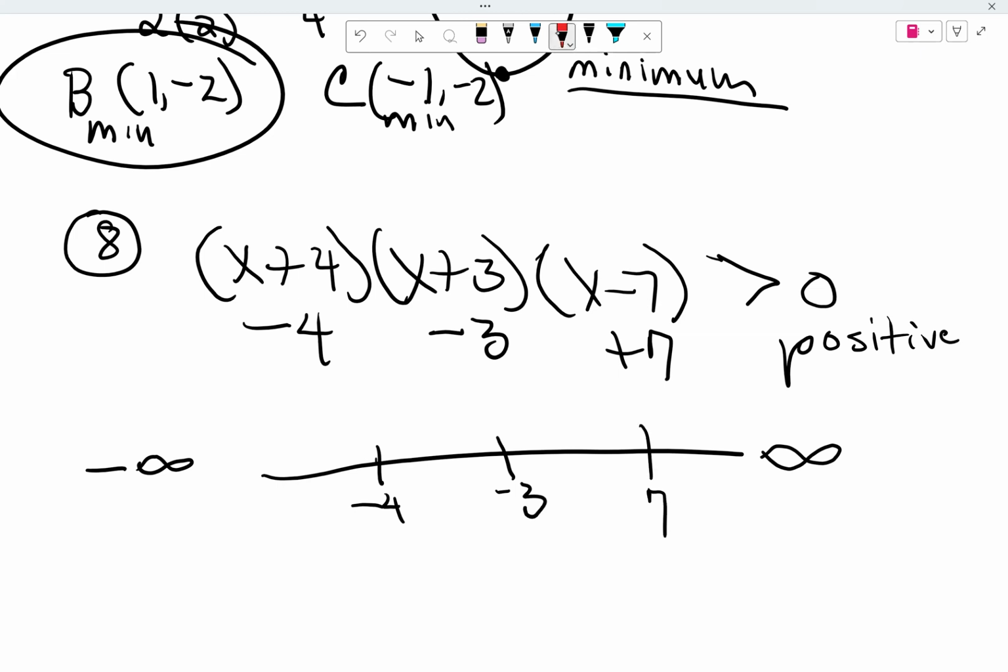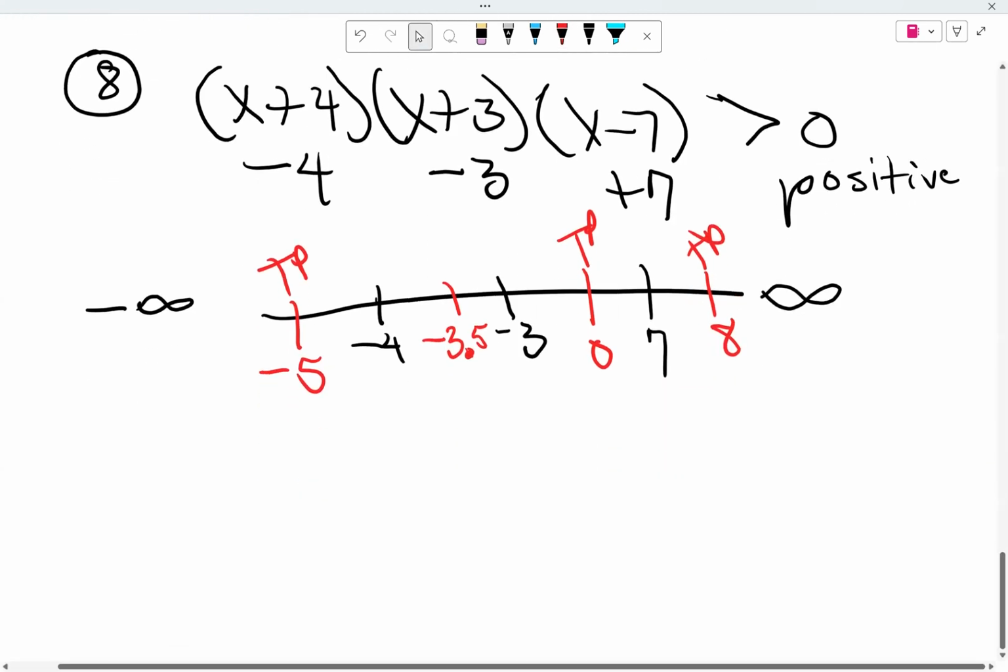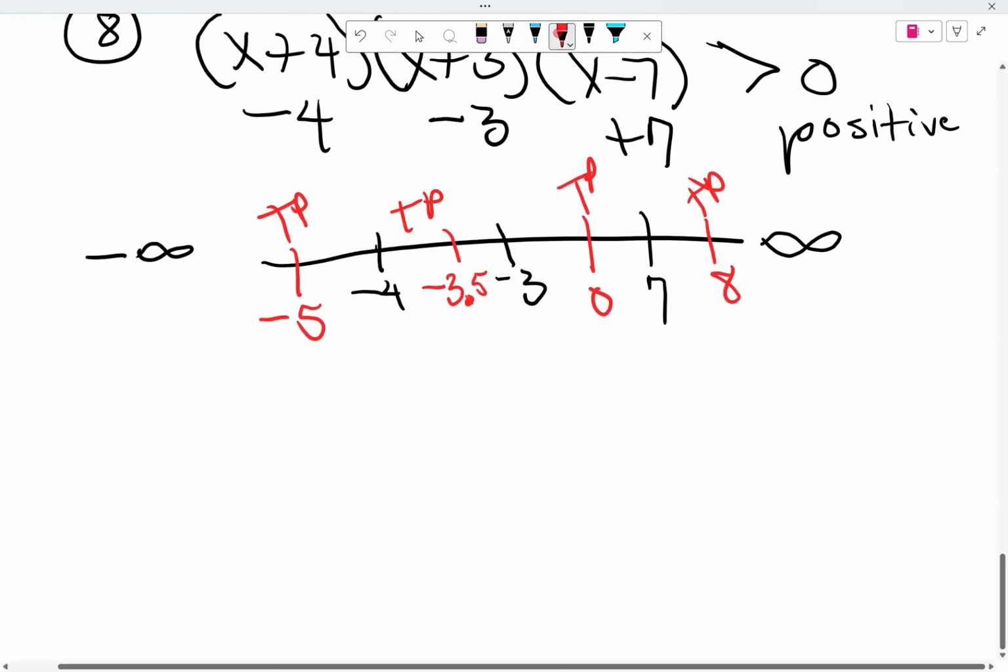So let's get some test points going. I love the 0 test point. We're going to try the 8 test point. We're going to try the -5 test point. And we're going to try a -3.5 test point. So when we do the math here, there's also a test point, by the way.